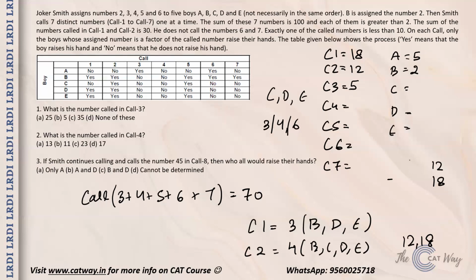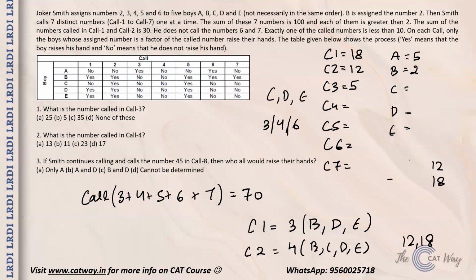Now come to C4. C4 is a number which definitely has to be greater than 10, because there is only one number less than 10, and that is C3, 5. So C4 has to be greater than 10, and it is not divisible by any of these numbers. That makes it clear that it is definitely a prime. So C4 is definitely a prime.